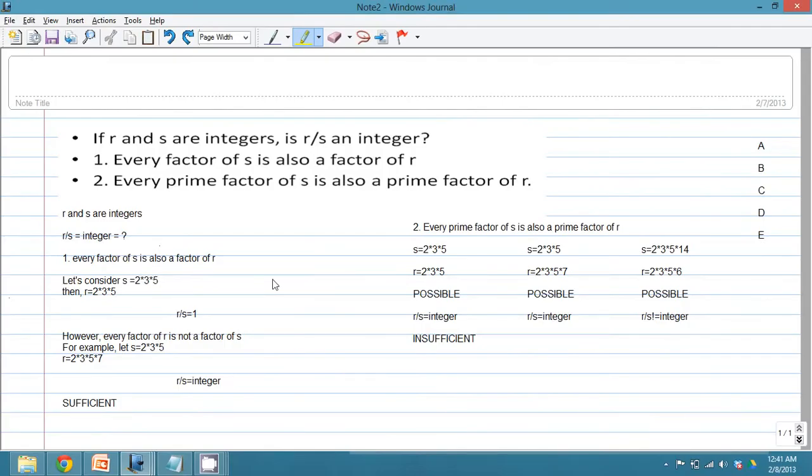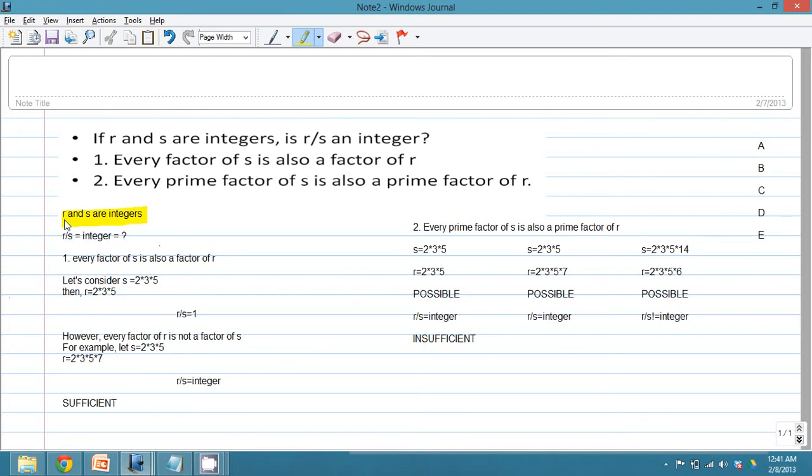So this is the question. If R and S are integers, is R by S an integer? So the information provided to us in the question is that R and S are integers. That is, they are some sort of whole numbers, they're not decimals. And what is asked is, is R by S an integer? That is, is it also a whole number? It's not a decimal, it should not be a fraction, it should not be anything else apart from an integer value. So that is what the question is.